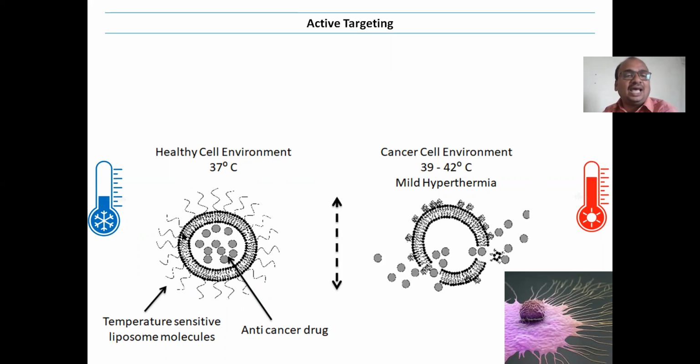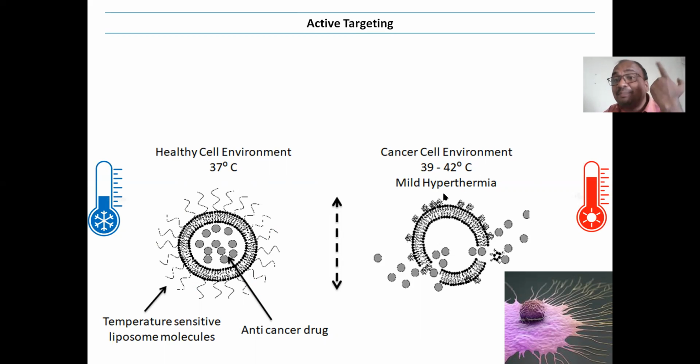So for example, say liposome. Anti-cancer drugs we have placed in a carrier. This carrier is nothing but a liposome. This is temperature sensitive. Suppose in a healthy environment, healthy cells, these liposomes will not become loose. The liposome structure will be tight, so no drug is released. Suppose 37 degrees centigrade, that we know very well. In case of a cancer environment, there is a little increase in the temperature, 39 to 42 degrees centigrade.